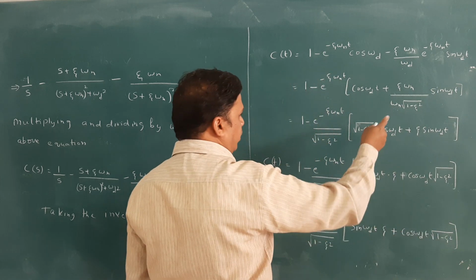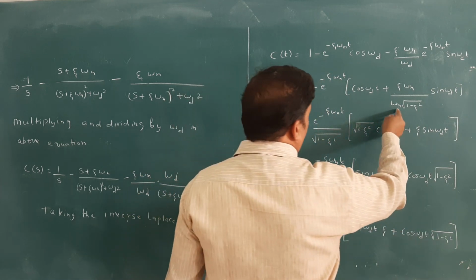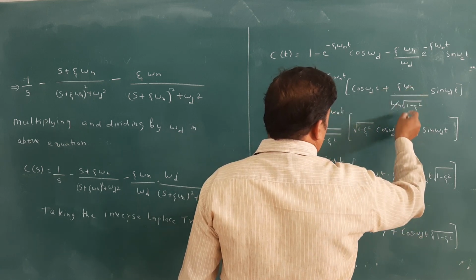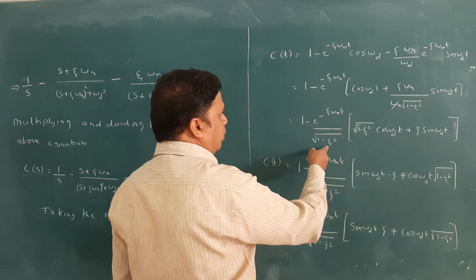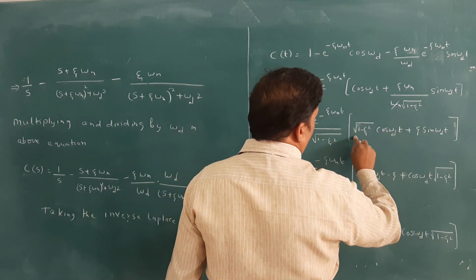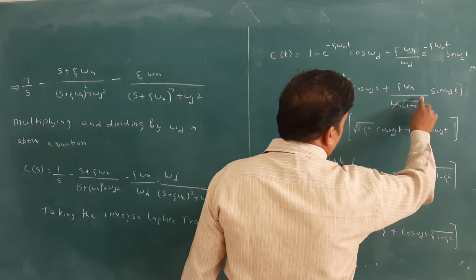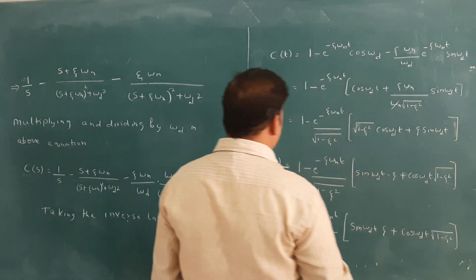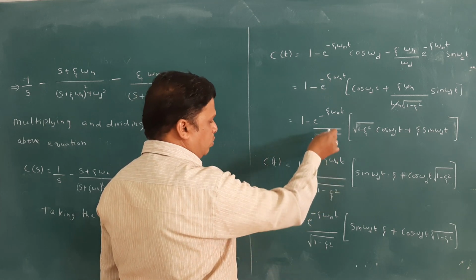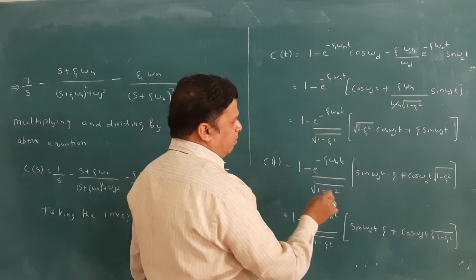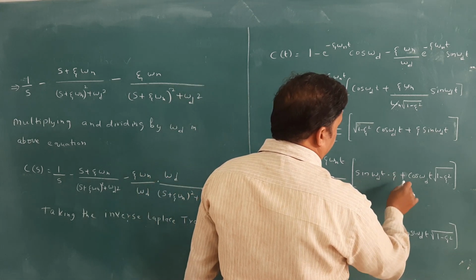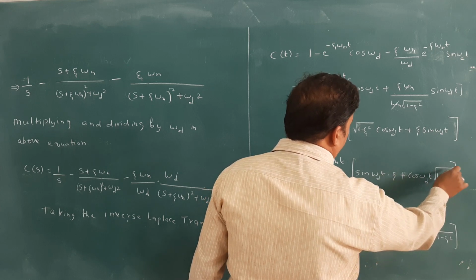Now after cancelling this omega n, what is the remaining? You have to cross multiply this and take out this square root of 1 minus zeta square outside. We are taking the square root of 1 minus zeta square outside and writing cos omega d t into square root of 1 minus zeta square plus zeta into sin omega d t. Next, C of t is equal to 1 minus e power minus zeta omega n t by square root of 1 minus zeta square, same as we have written. And here in the place of this particular thing, sin omega d t plus cos omega d t into square root of 1 minus zeta square. Right?